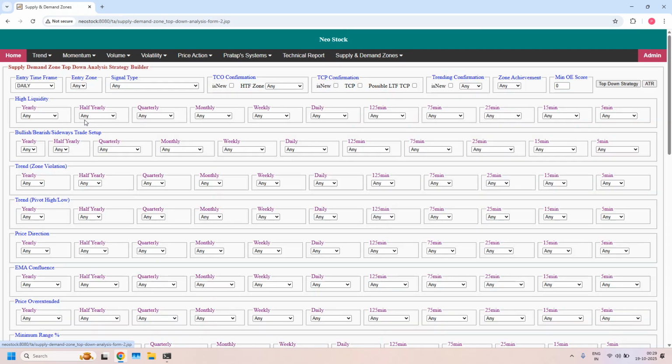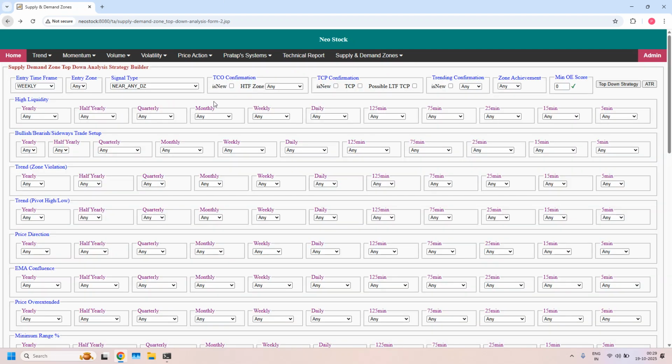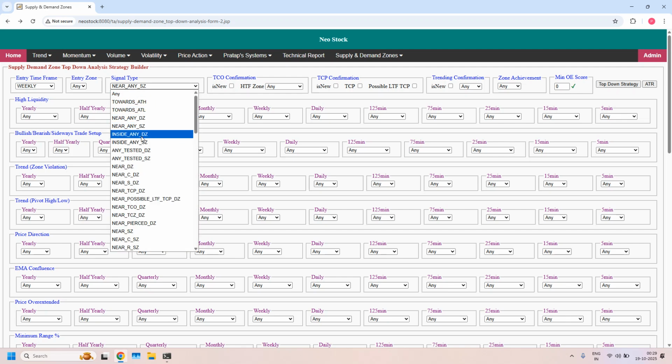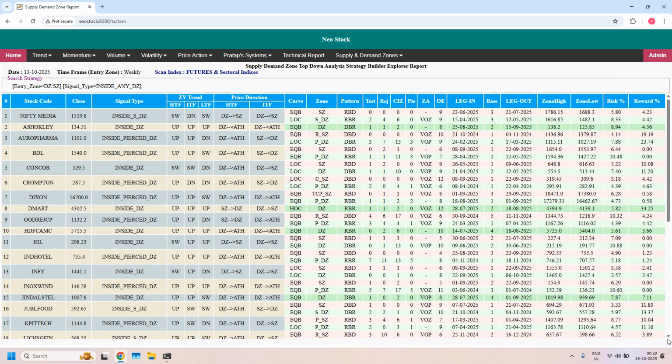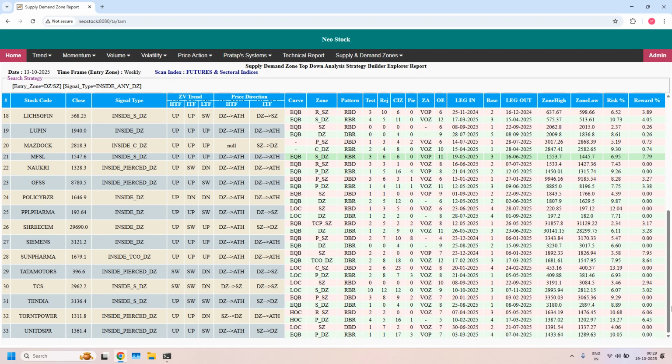Next, let us generate weekly reports. Weekly time frame, stocks near to the weekly demand zone, we got 9 stocks. Next, stocks near to the weekly supply zone, we got 7 stocks. Next, price closed inside the weekly demand zone. First 17 stocks in the list. Scrolling the list down. So total 33 stocks we got.